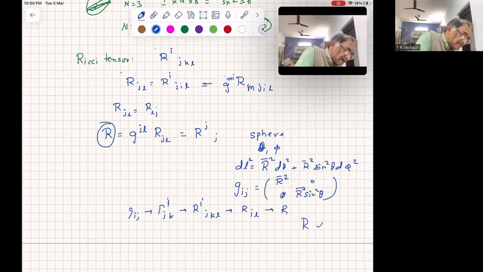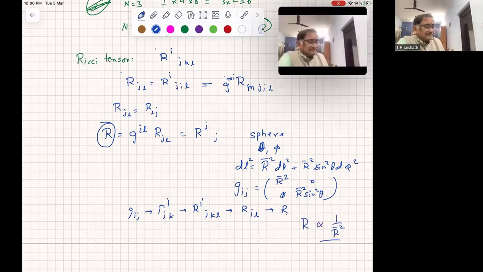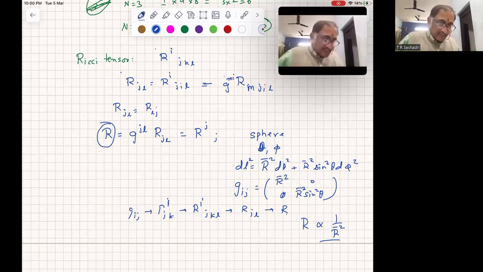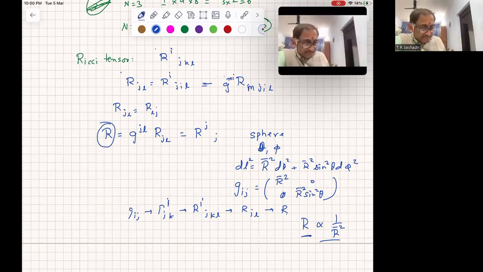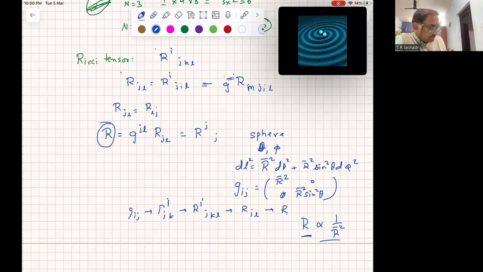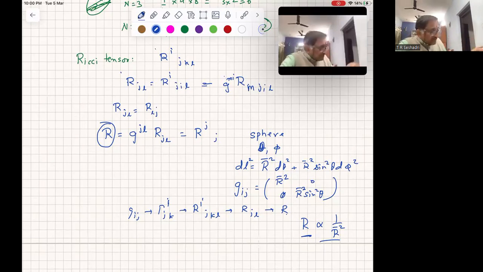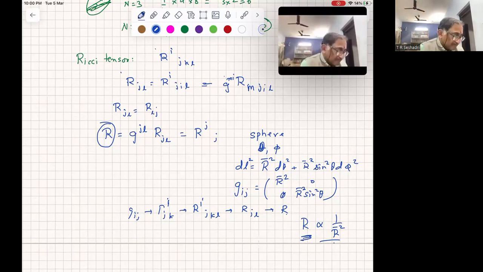It will turn out that R is proportional to 1 by R bar square. So when the sphere becomes a flat space, essentially the radius of the sphere becomes infinity and the curvature R becomes 0. So a completely contracted quantity is a measure of curvature. Even the R_ijkl has that. I can actually calculate R_ijkl; it will have 0 as well as 1 by R bar square and minus 1 by R bar square in different components. But the completely contracted thing will be proportional to 1 by radius square.